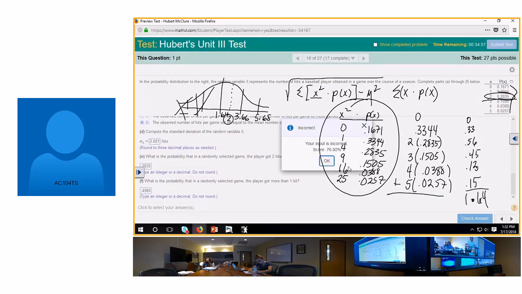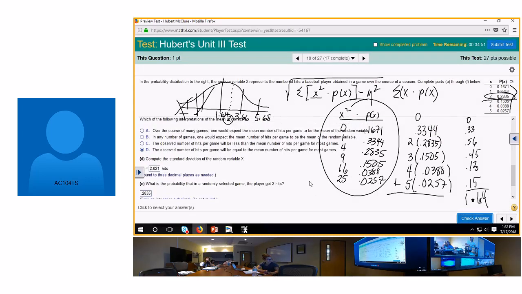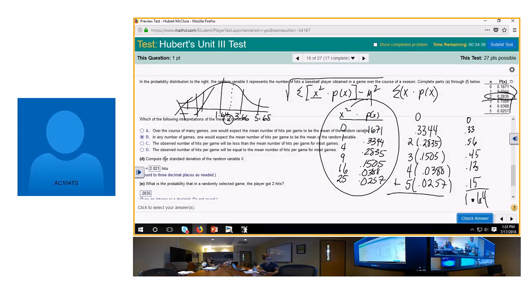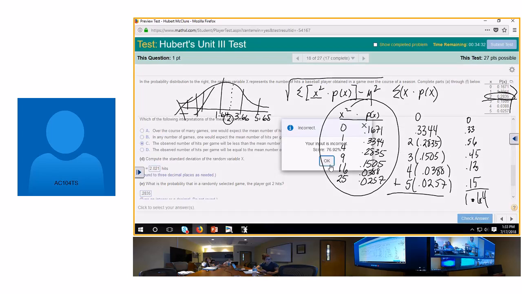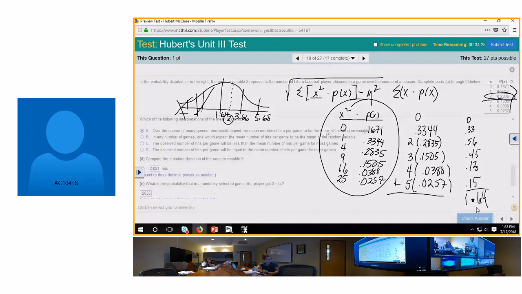76. And I know which one I got wrong. I bet you $1 it's this one right here. But it's saying I got another one wrong. Let's see what happens when I hit B here. $76. So I still got that one wrong. C. 76. A. Okay, so A is right.